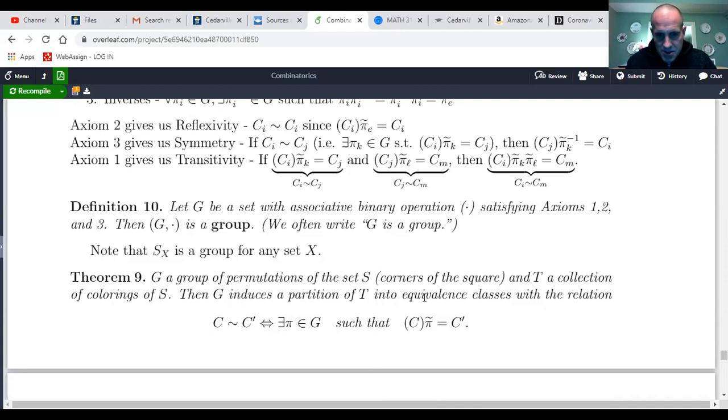So everything in an equivalence class is there because there is a permutation that moves me from the one coloring to the other. That's what it means to be in the equivalence class together. Two colorings are only equivalent if there is some permutation that moves me from the one to the other. And so those belong to the same cell of the equivalence partition.